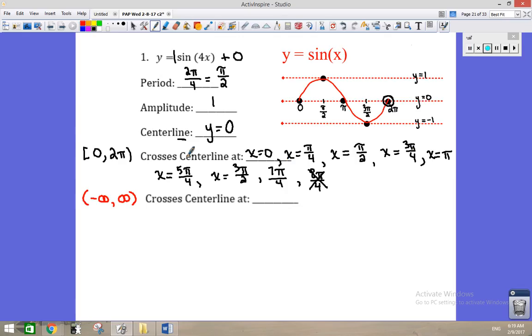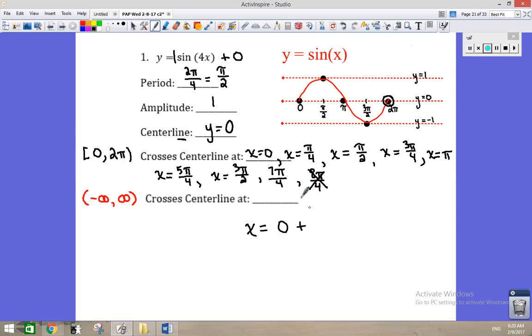Now, if they're not having us do it on an interval from 0 to 2 pi, which they commonly pick, and they just say over the graph's domain, over the set of all real numbers, then at times it's easier, or at least shorter. You don't have to list all of these out. It's impossible to list an infinite number of places where it intersects the center line. So we describe it with an equation. We just pick a starting point. It doesn't matter which one we pick. I'm just going to go ahead and pick 0.